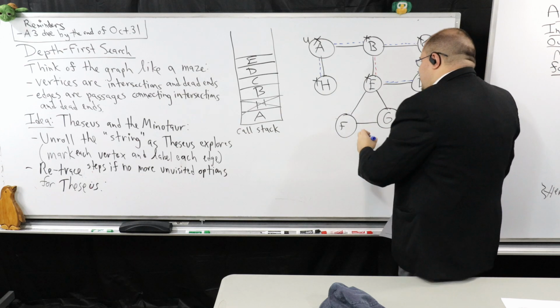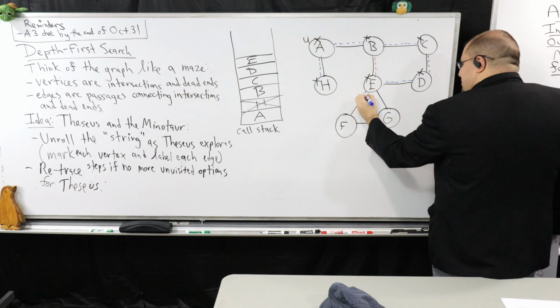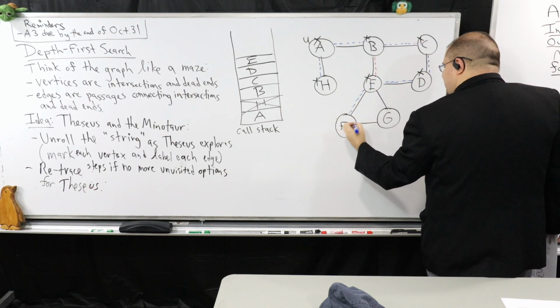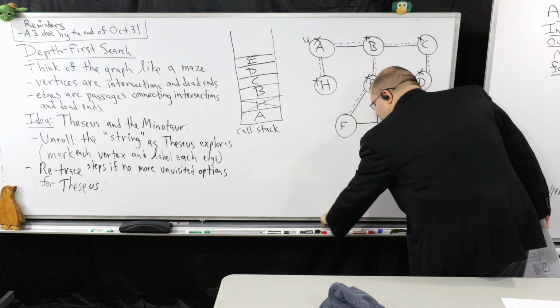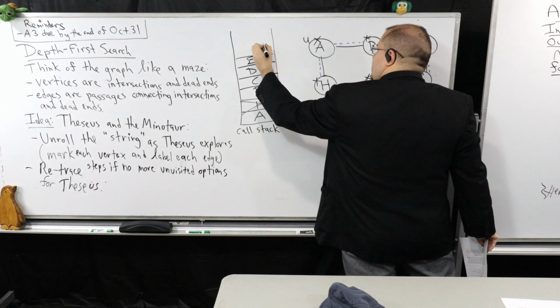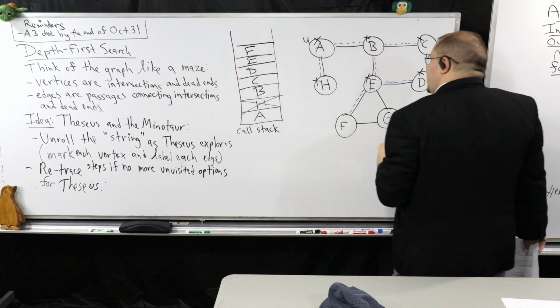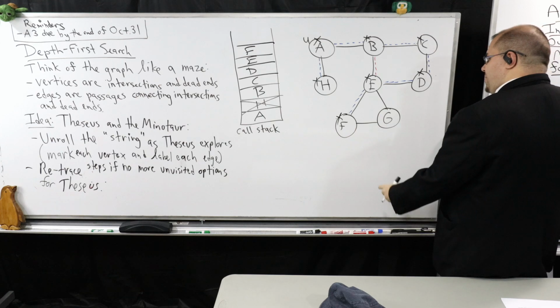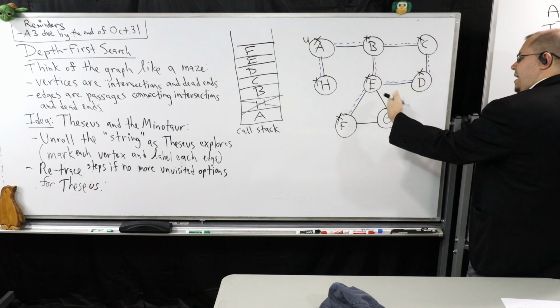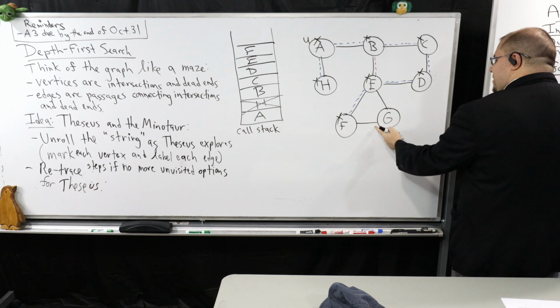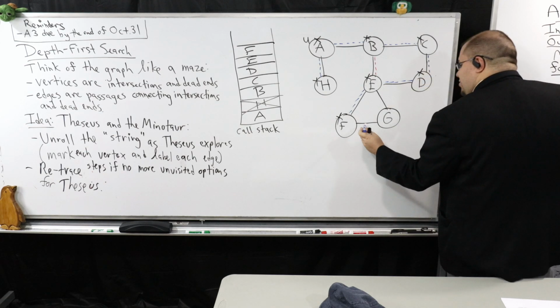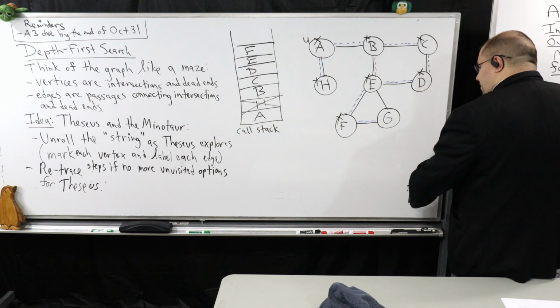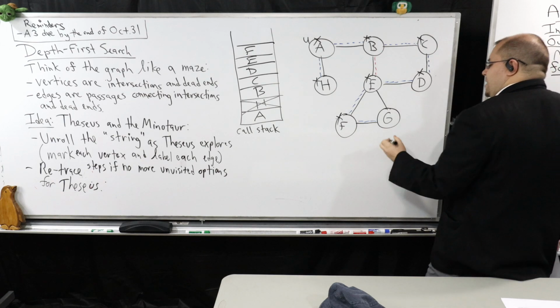So when I'm done that, let's go this way. Theseus is now going to go visit F. What's the first thing I do? I'm going to mark F. Well, Theseus is going to mark F, and look for any unlabeled edge. Here's an unlabeled edge, so Theseus is going to travel across that edge and visit G.